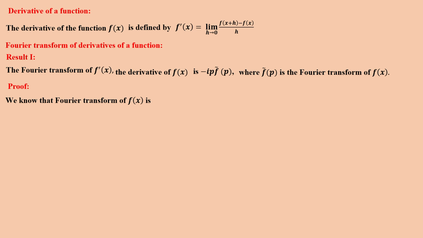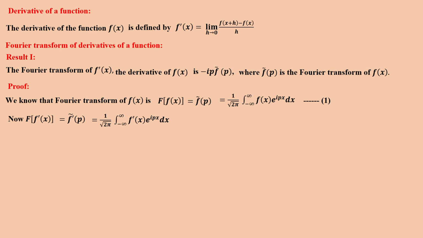So we know the Fourier transform of f of x is f bar of p, which is equal to 1 by root 2 pi integral minus infinity to plus infinity f of x e power ipx dx, right? That is equation number 1. Now the Fourier transformation of f dash of x, that is f dash bar of p, is equal to 1 by root 2 pi integral minus infinity to plus infinity f dash of x e power ipx dx. That is equation number 2.